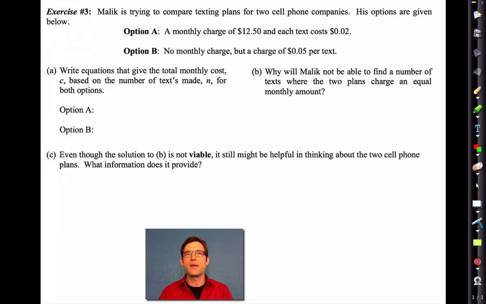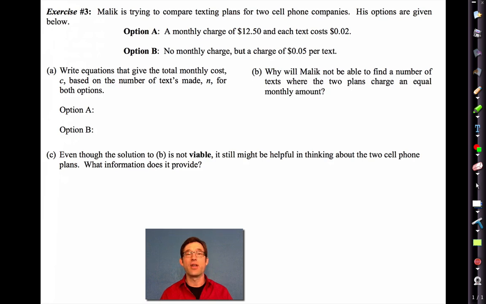So option A, what's going to happen is they're going to charge Malik $12.50, always. And then on top of that, he's going to pay 2 cents per text, or $0.02. Doesn't sound terrible, pretty cheap in terms of the amount of money you gotta spend per text, that is if you aren't using some free texting service.